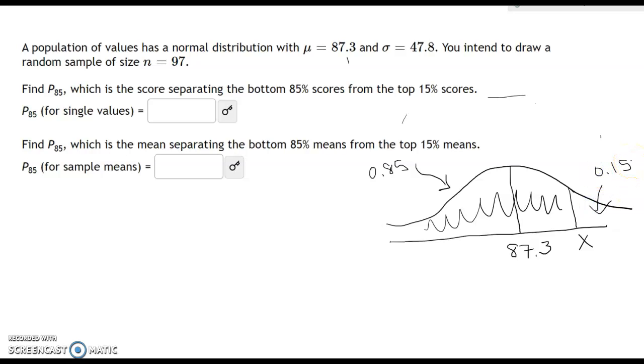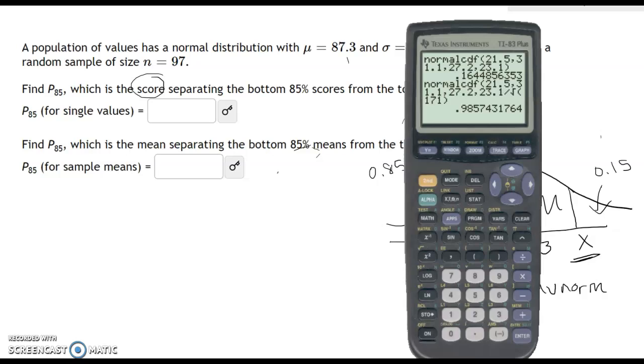And so this first question is asking, what's the score separating? So the one score. And that's right here. This is the wording that tells us that we just input everything the same as we normally would using inverse norm this time. When we're looking for this x value right here, we want to use inverse norm rather than our normal CDF.